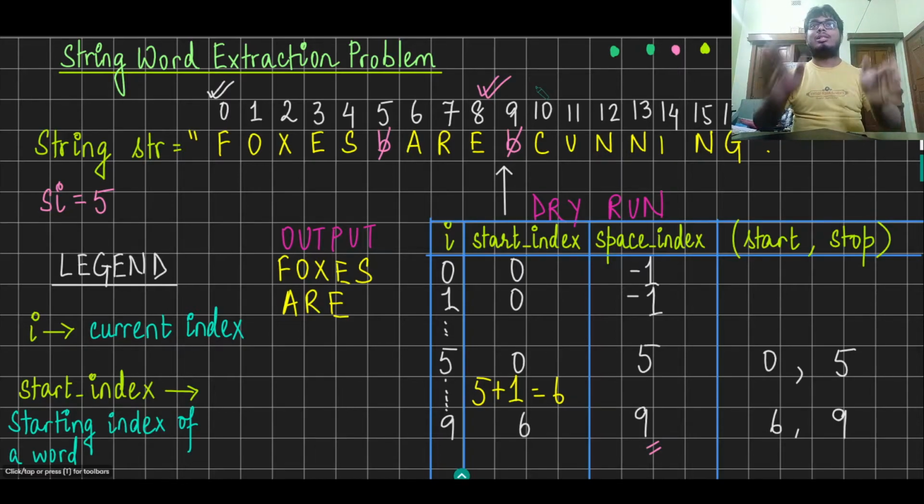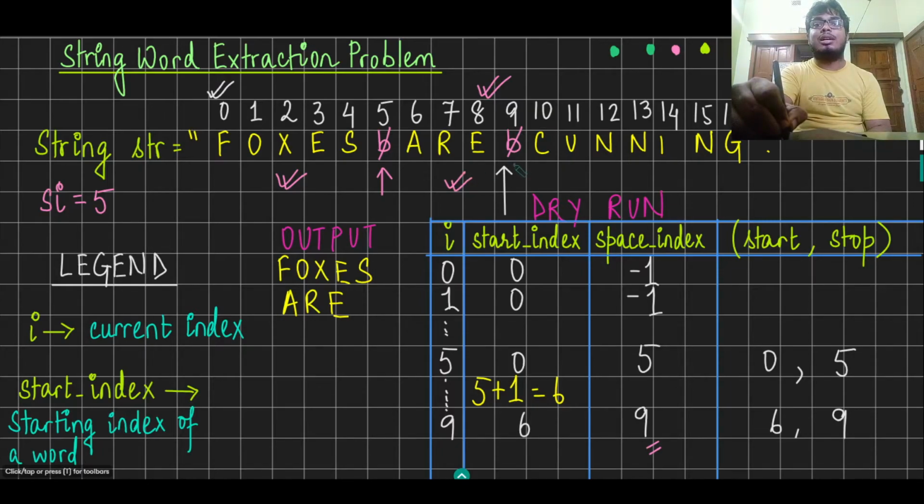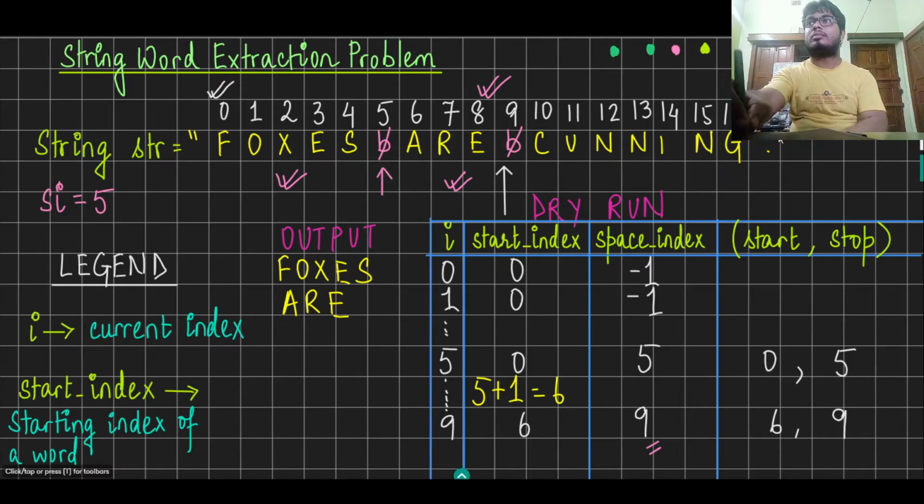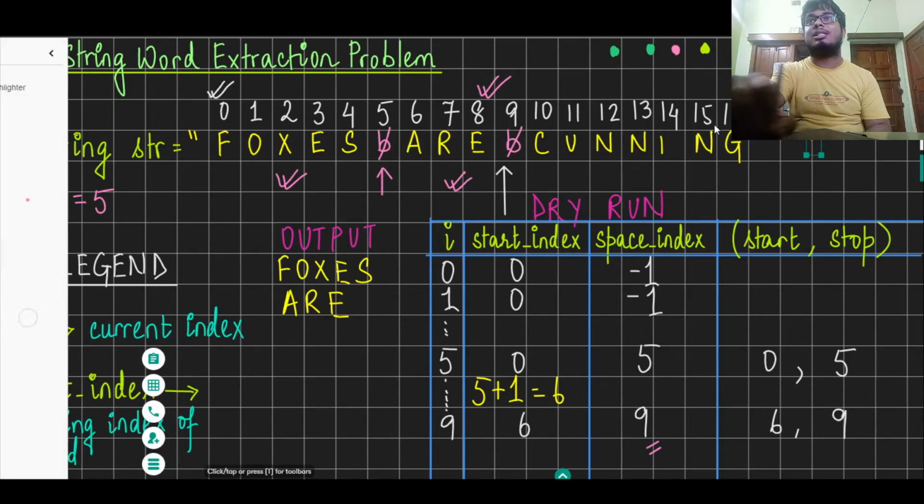Now, you see, for every word, there is a space after it. For the first word, there is a space after it. For the second word, there is a space after it. Only for the last word, there are no spaces. Therefore, what usually is done is whenever we are working with a string, a space is appended at the very end of the string. So, at the very end of the string, another space would be appended.